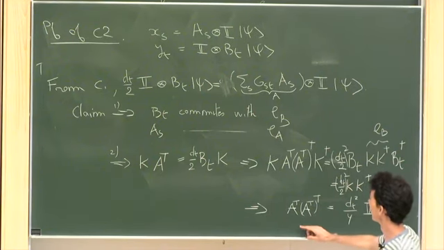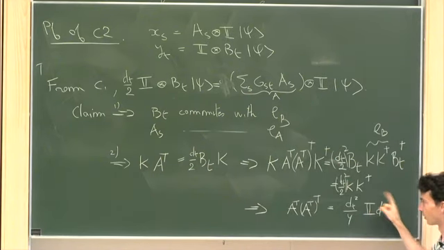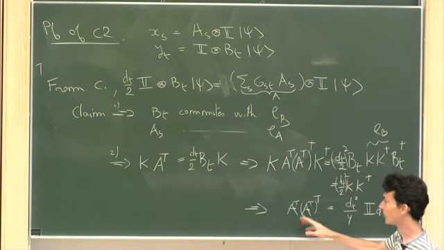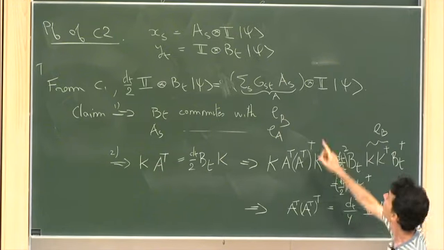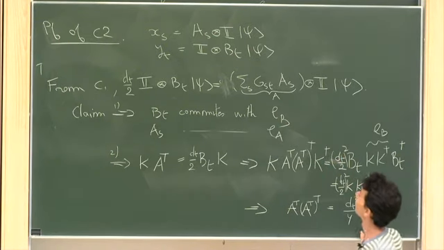Because remember what A was? It was this matrix here. I can take the transpose. This is symmetric, so I can take the transpose out. Actually, the matrix A is Hermitian, so this is just A squared. And A squared is this matrix here. So I have what I had up there in the corollary.